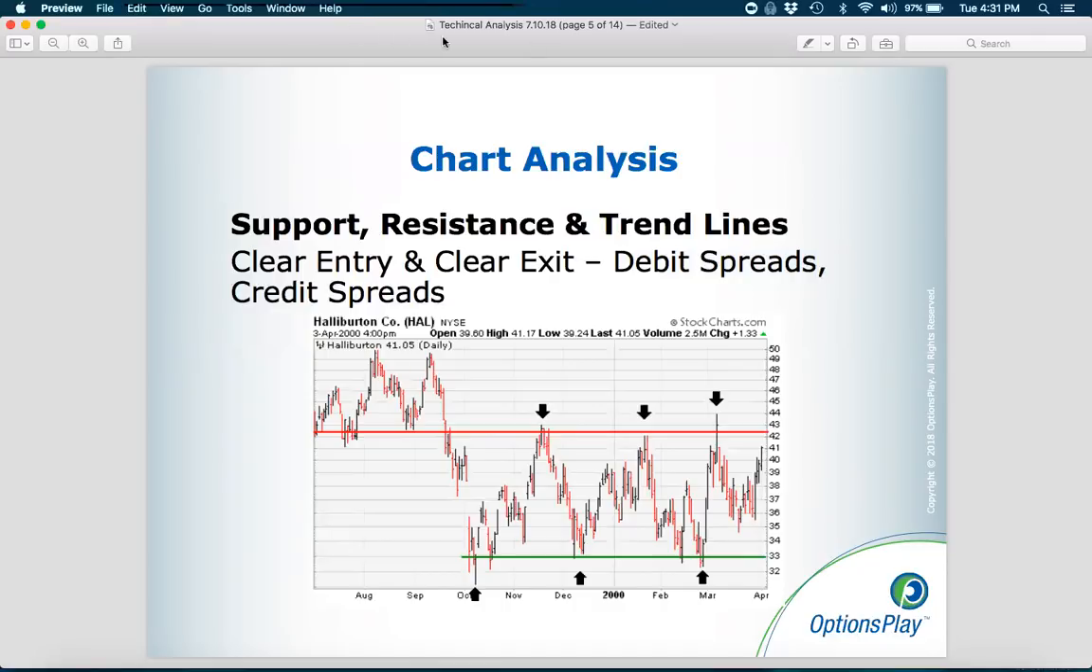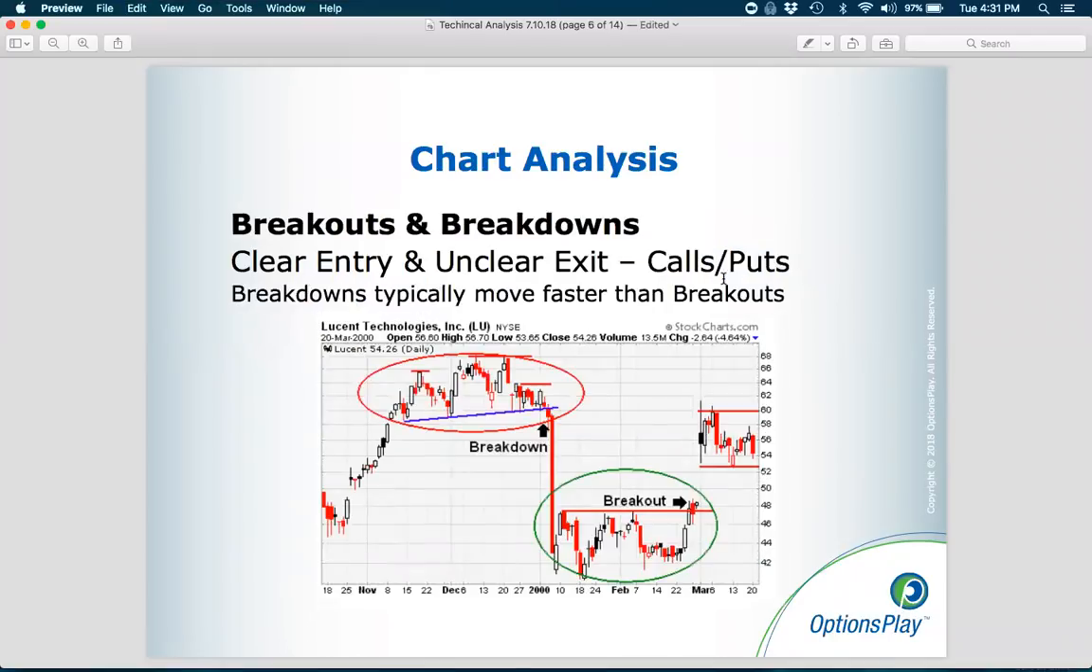So before I move on, I just want to do a quick check again. How many people here are familiar with the concept of support and resistance levels? If you are familiar with support and resistance, please type yes into the chat window. Okay, great. So everyone here is familiar with the concept of support and resistance. Great. So I hope that what I just explained in terms of using debit and credit spreads was clear to everyone. So let's move on.